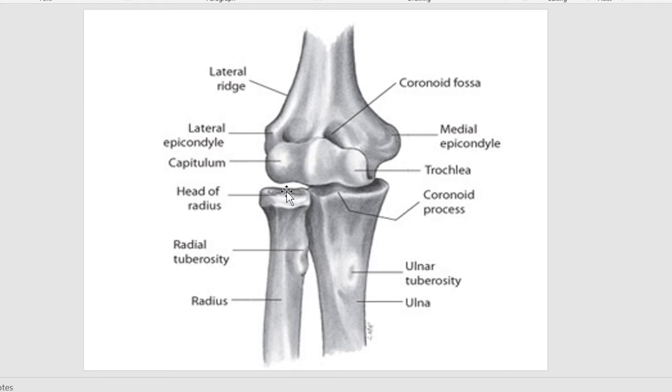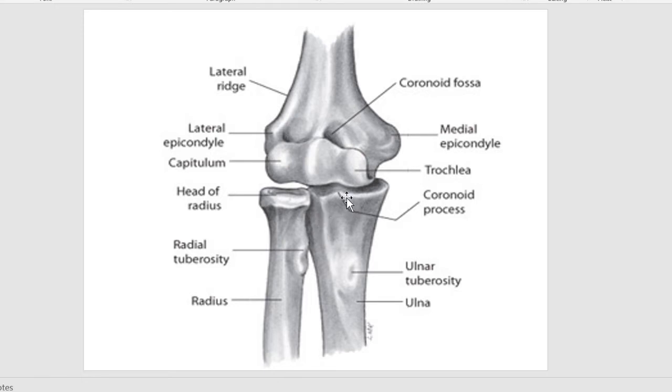But actually, there's a gap, no? Not really, the head of the radius is close to the capitulum, just like the closeness of the ulna. Because the articulation of the radius is basically attached to the ulna, forming the proximal radioulnar joint.